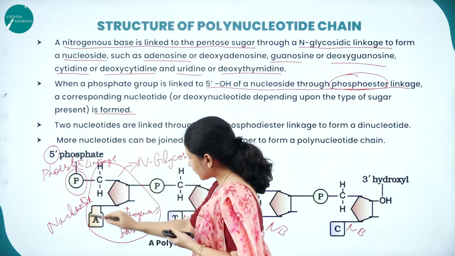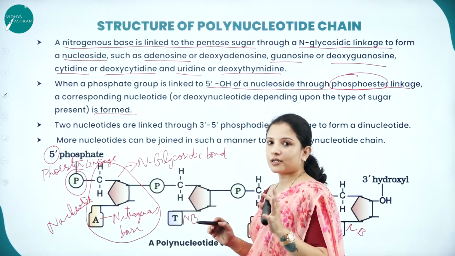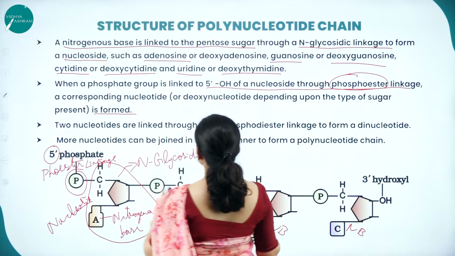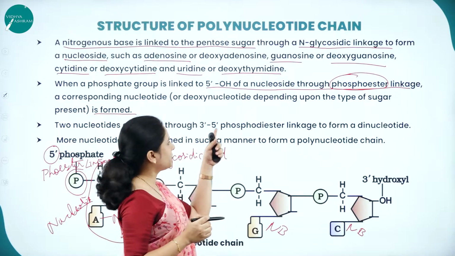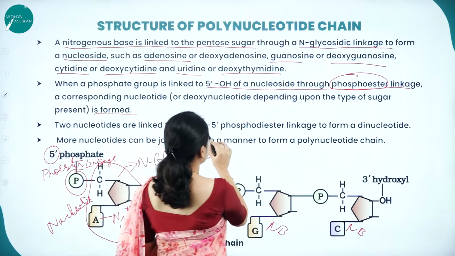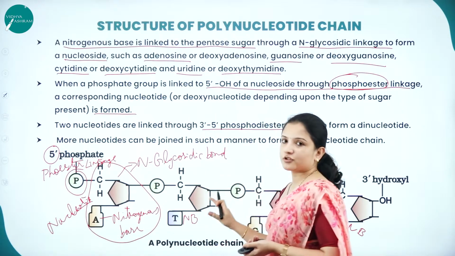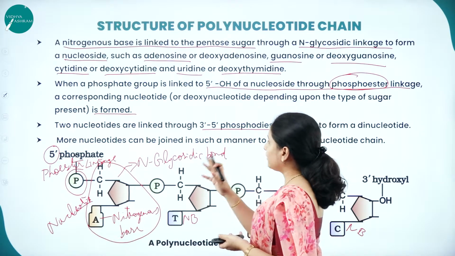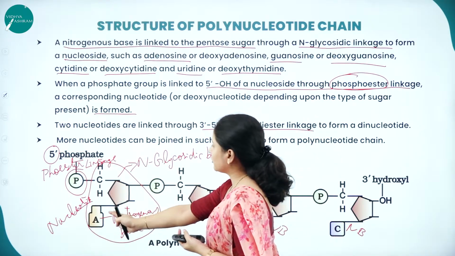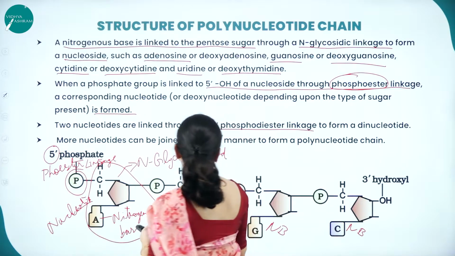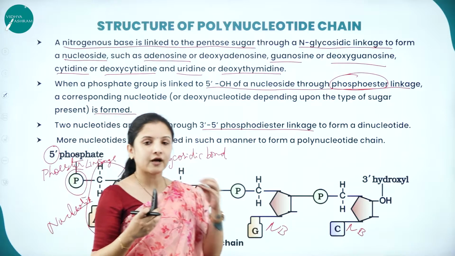Now one nucleotide is linked to the other nucleotide by a bond. What is that? Two nucleotides are linked through 3' to 5' phosphodiester linkage. So they are linked by 3', 5' phosphodiester linkage, and more nucleotides can be joined in such a manner. That is how one nucleotide is linked to the other, and to the other, therefore forming a polynucleotide chain. So you have understood, right?